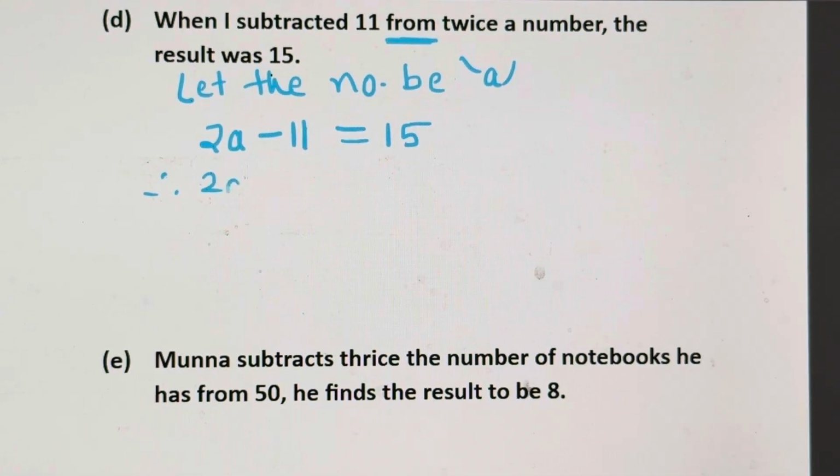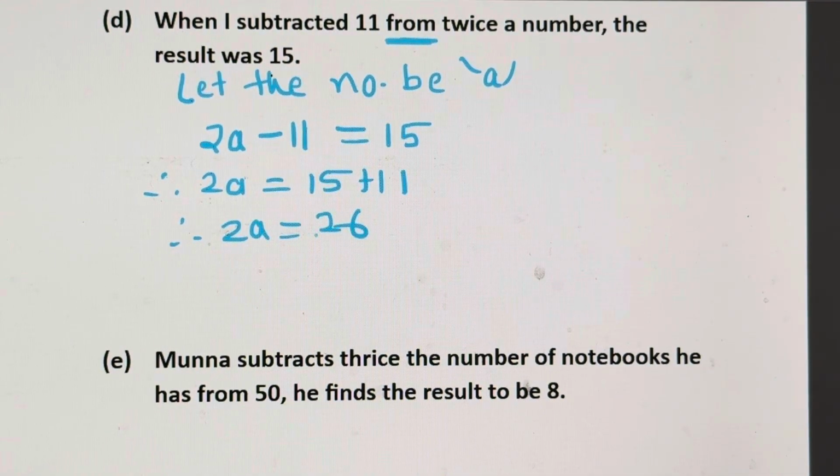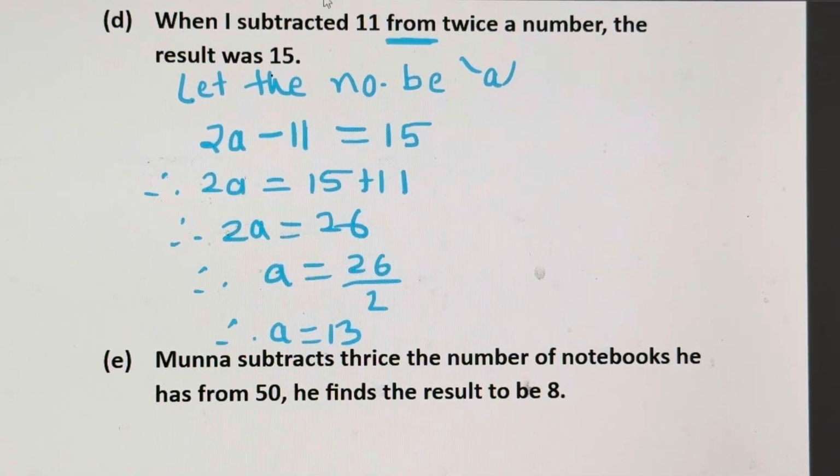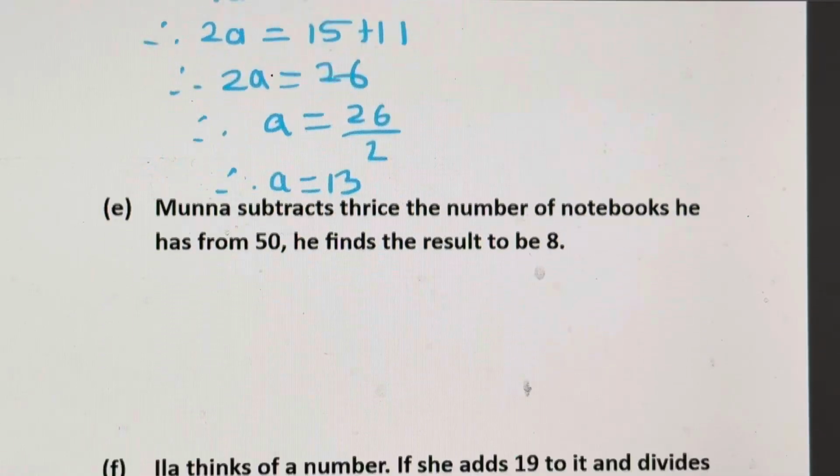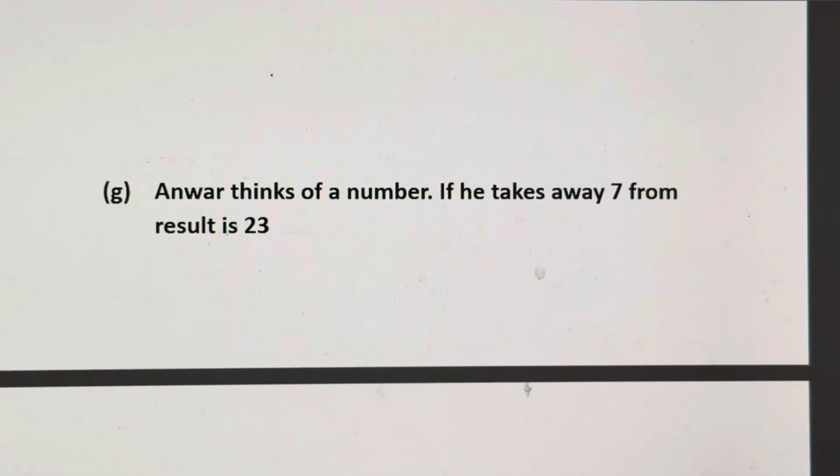Then we use the transposition. So we take 11 on the other side. Minus 11 becomes plus 11. Therefore, 2A is equal to 15 plus 11, which is 26. Now, 2A means 2 multiplied by A, so it goes in division. So, 26 divided by 2. Therefore, A is equal to 13. Clear? So here, what you need to take care of is the word from. Wherever there is subtraction, this care you need to take.